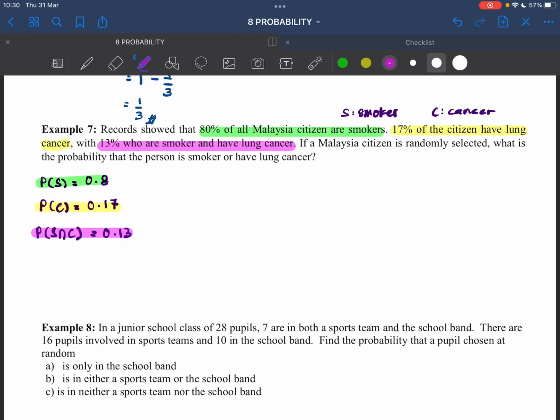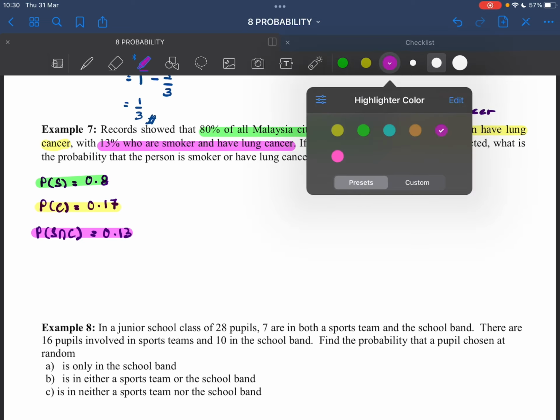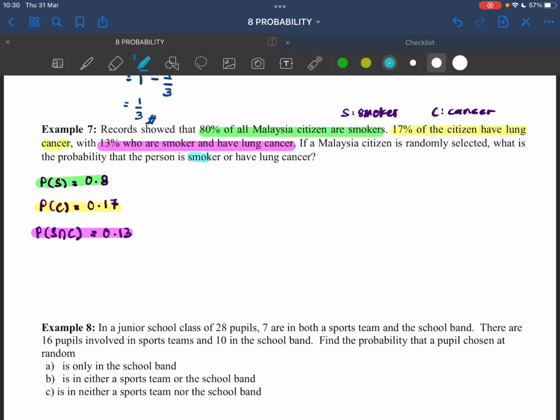So the question said, if a Malaysian citizen is randomly selected, what is the probability that the person is a smoker or have lung cancer? Okay, probability that the person is a smoker or have a lung cancer. This one, smoker or have lung cancer. Okay, S union C. So what you want to find is just simply P(S union C).